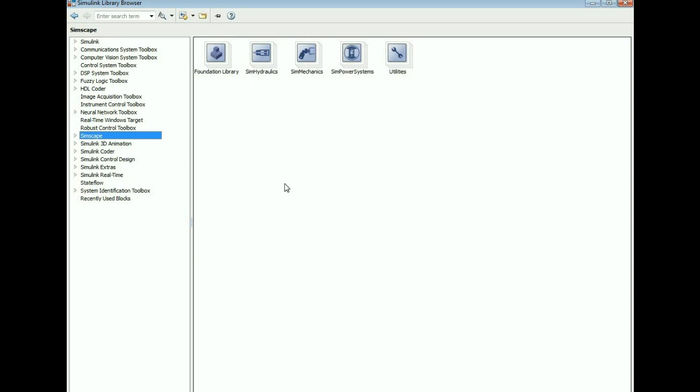So from these discussions, we realize what kinds of toolboxes are available in Matlab and how we can use them in our projects. In my next video, I shall show you how to make circuits and see their responses by simulation.